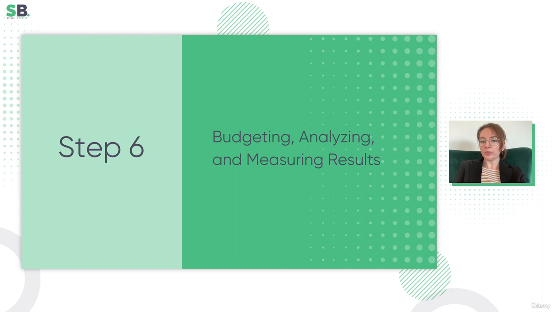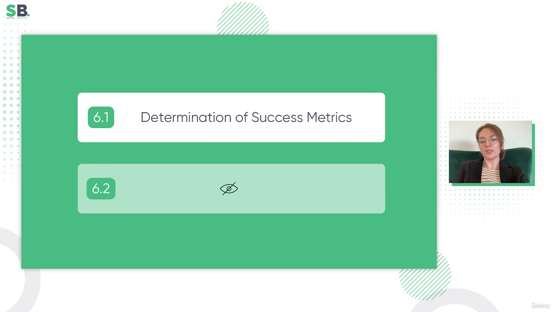The sixth step is budgeting, analyzing, and measuring results. Here, we define success metrics or key performance indicators aligned with business objectives and, of course, allocate available budget based on the most effective channels and forecast return on investment to ensure optimal resource allocation.